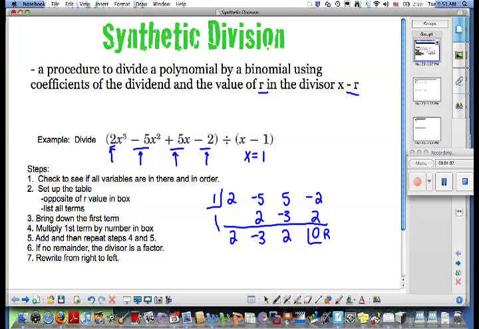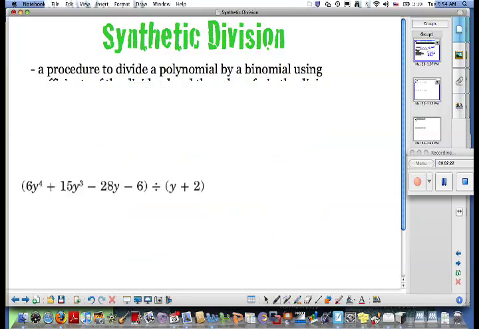If there's no remainder, the divisor is a factor. So this means that x minus 1 is a factor because our remainder is 0. And it is a factor of 2x cubed minus 5x squared plus 5x minus 2. Now, how we write our answer is we started with the term 2x cubed. When we divide by x, we're going to have x squared. So that is our 2x squared. Minus 3 comes down to minus 3x. And then the positive 2 comes down to plus 2 with a remainder of 0. So this is what you get when you divide.